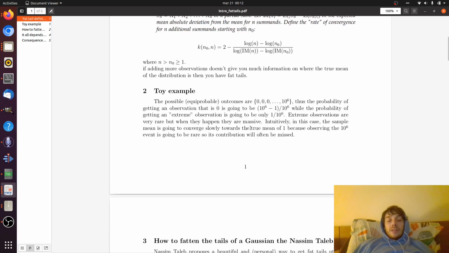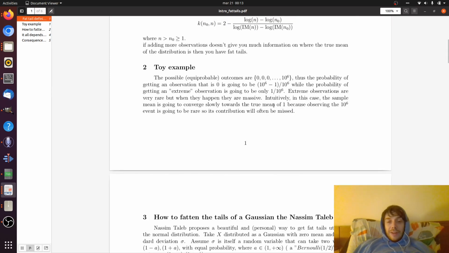Now, the main reason Taleb brings up this toy example is because it expresses a case of a fat tail distribution where the extreme observations are going to be very rare. There's only going to be 1 chance in 1,000,000 you see this big guy here, the 1,000,000 chance happening. I shouldn't say fat, this bulky guy here. So extreme observations are going to be very rare, but when they happen, they are massive.